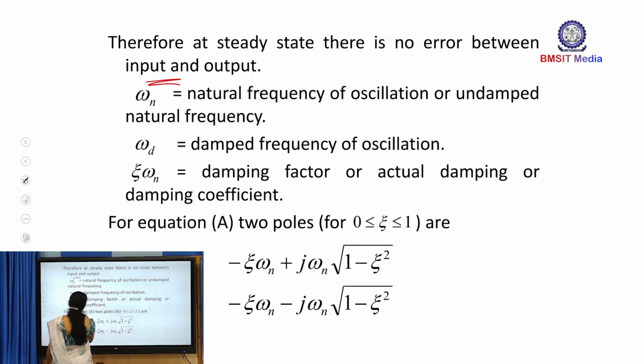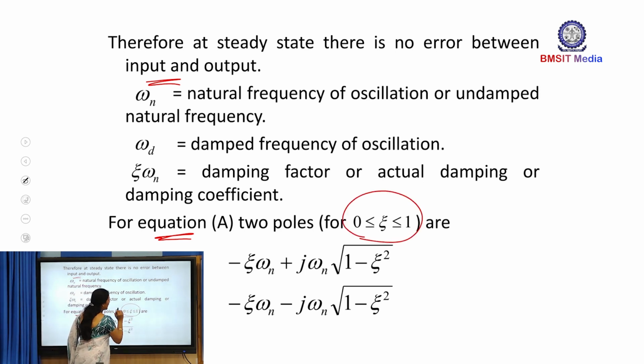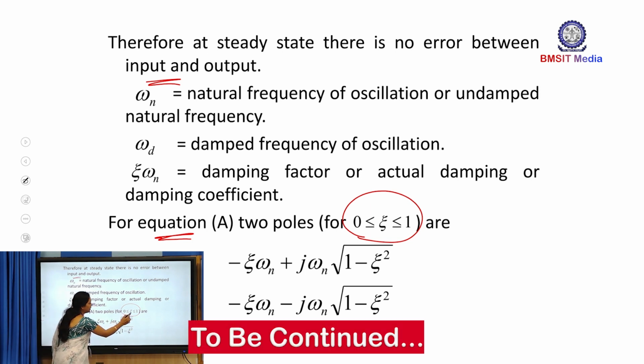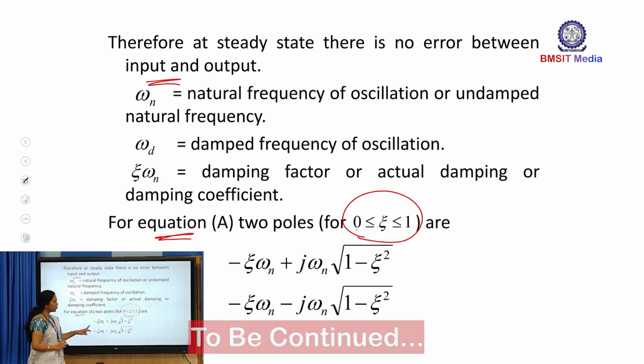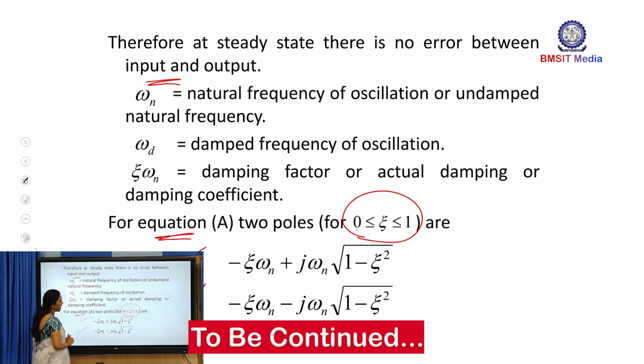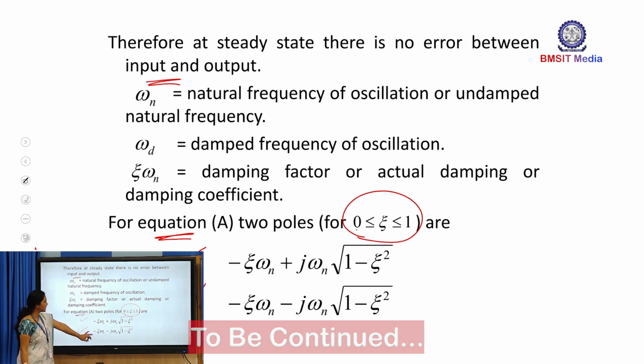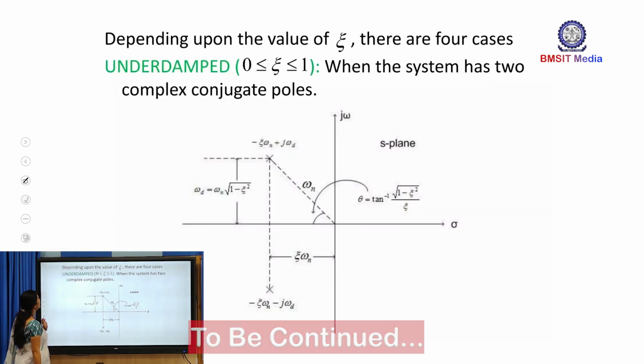So for that, equation A, if we consider that there are two poles, then the condition that I will be calling is the value of zeta being between 0 to 1. So at that time, what are the two poles that I am going to consider? One pole is this and another pole value is this. The first pole value is minus zeta omega n plus j into omega n root of 1 minus zeta square, and the second pole value is the same thing, instead of plus I will be considering minus.